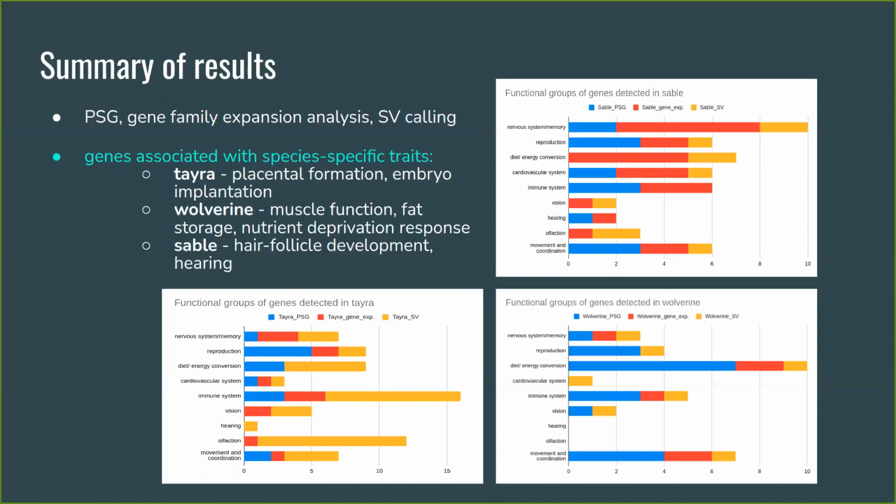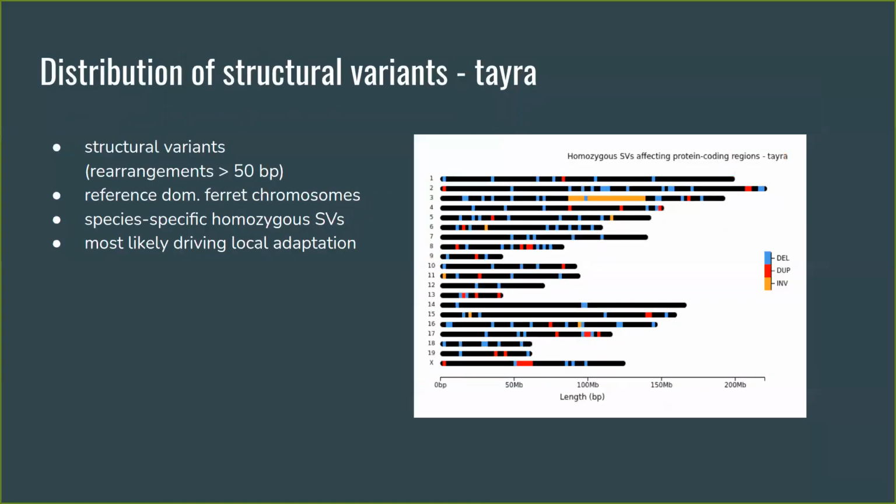When it comes to sable, we found a number of genes related to hair follicle development, which most likely has to do with the fine structure of sable fur. And we also found a number of genes associated with hearing, which is apparently exceptional in sable.